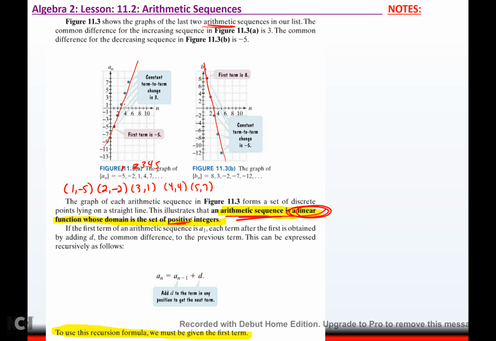Okay, it says if the first term of an arithmetic sequence is a sub 1, each term after the first is obtained by adding d, the common difference, to the previous term. This can be expressed recursively. Recursively means you're using the term in front of it to get the next one. So if you want the next term in the sequence, you take the term in front of it and you add the common difference to it. And to use this, you have to be given the first term.